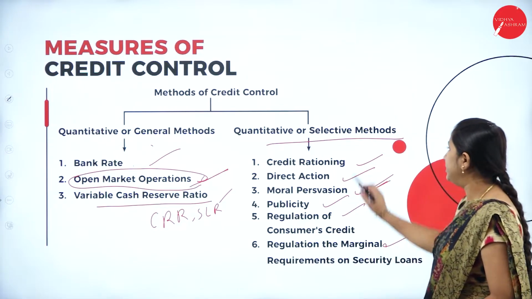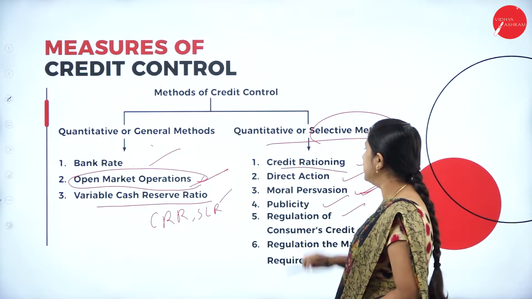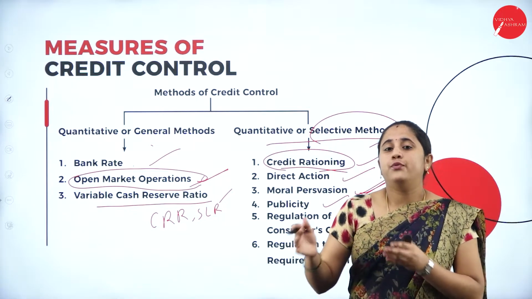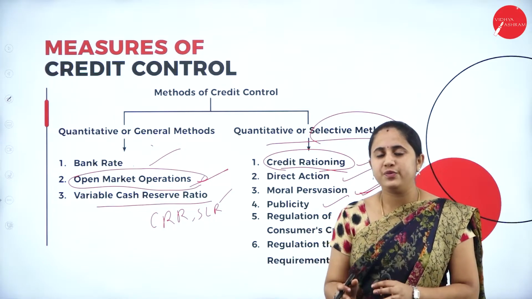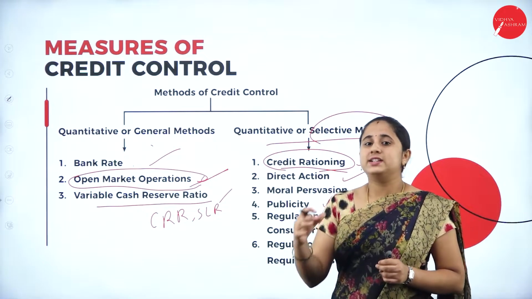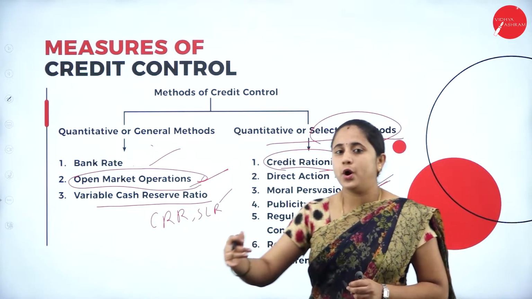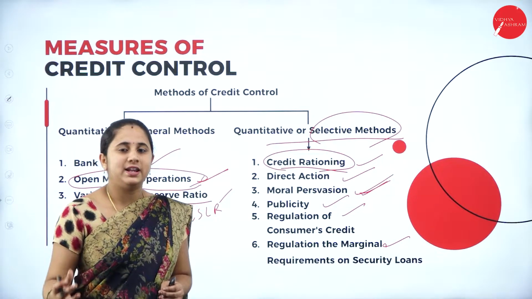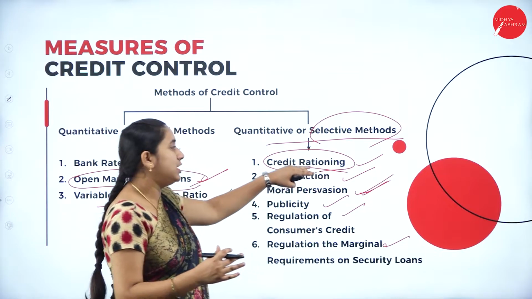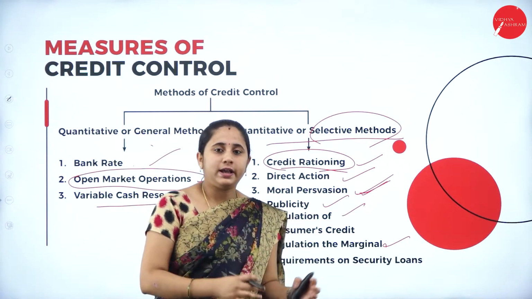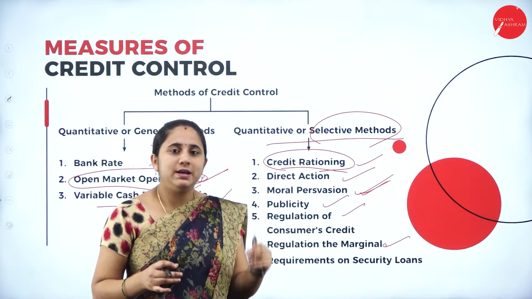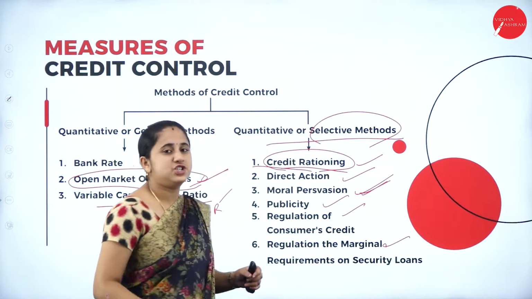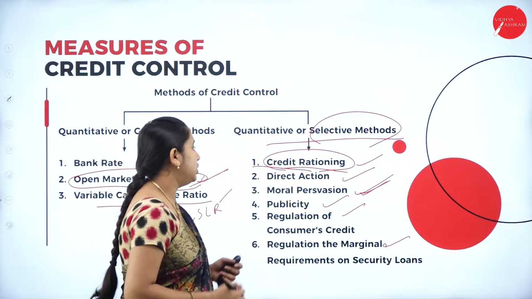Then the selective methods. When we come to the selective method, the first one is credit rationing. Under this method, RBI restricts money lending for a particular or specific sector. RBI limits the borrowing, that is, the maximum amount the commercial banks can lend to a specific sector. So all commercial banks have to limit their lending to that particular sector. Through this credit rationing, they control the credit and money circulation.